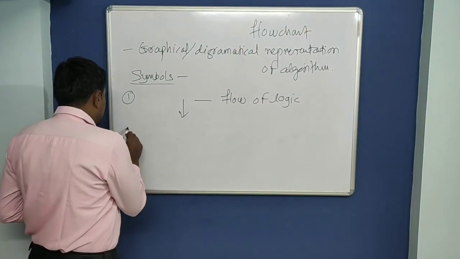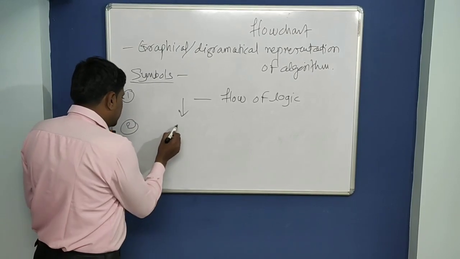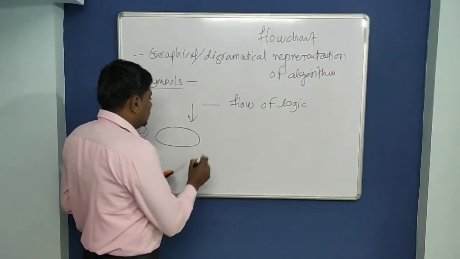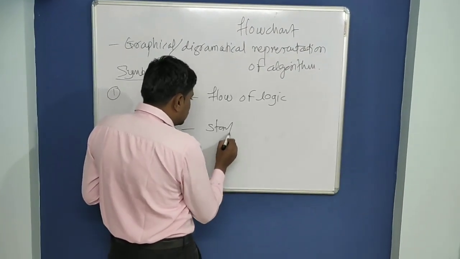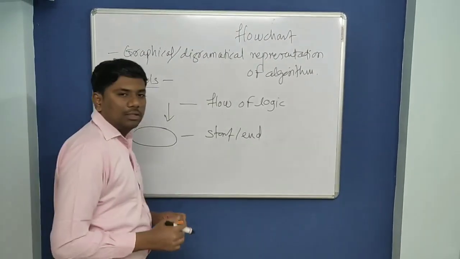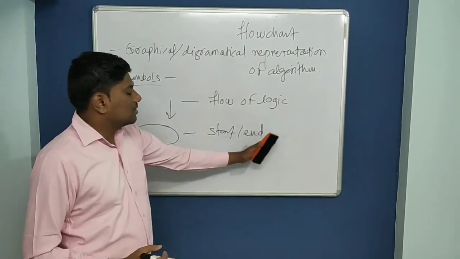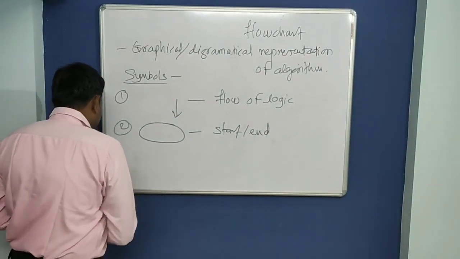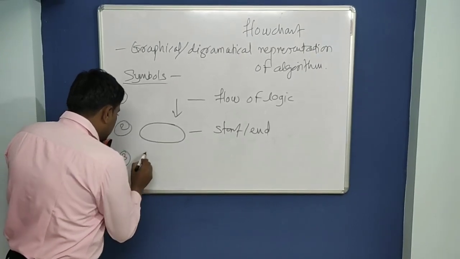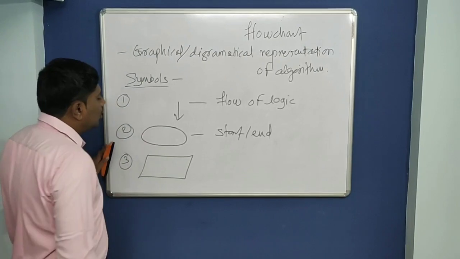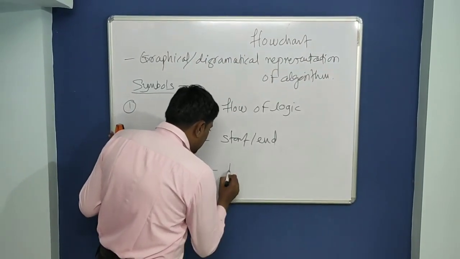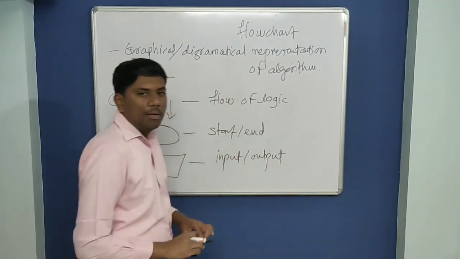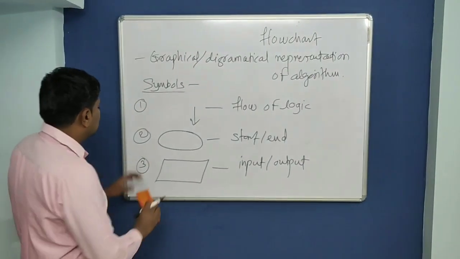Now next one is this symbol. This symbol is used to represent the start and end step. Starting and ending points will be represented by using this symbol. Next, parallelogram. Parallelogram will be used to represent the input and output. So these are the three.